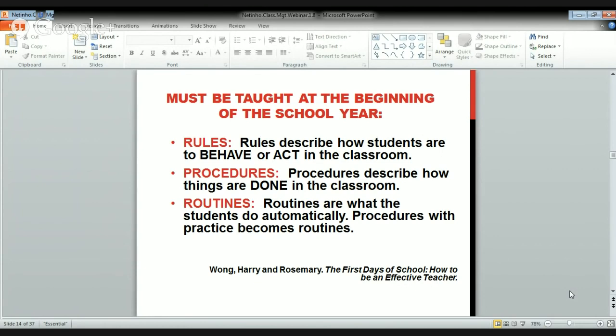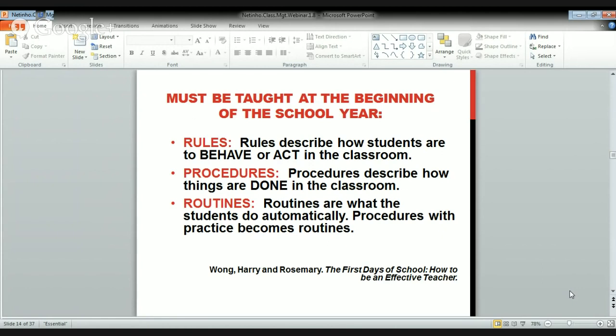Remember, school hasn't started yet. We're still getting ready for that first day of school. So at the beginning of the school year, you must teach rules. Rules describe how students are to behave or act in the classroom.